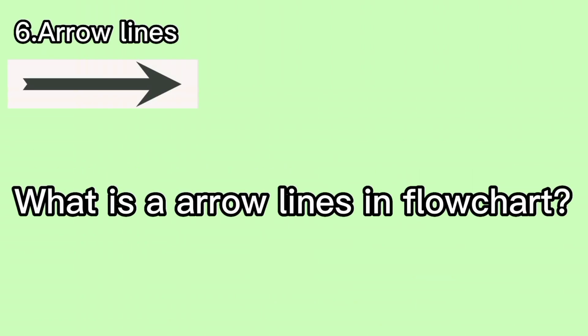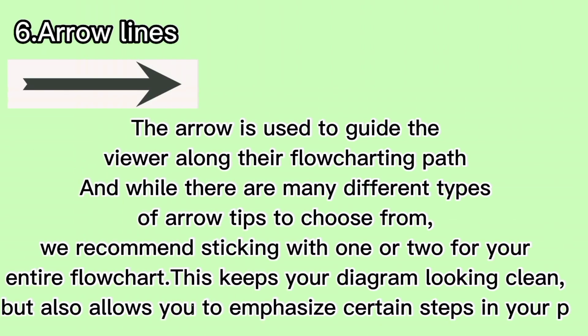What are the arrow lines in a flowchart? The arrow is used to guide the viewer along their flowcharting path. And while there are many different types of arrow tips to choose from, we recommend sticking with one or two for your entire flowchart. This keeps your diagram looking clean, but also allows you to emphasize certain steps in your process.